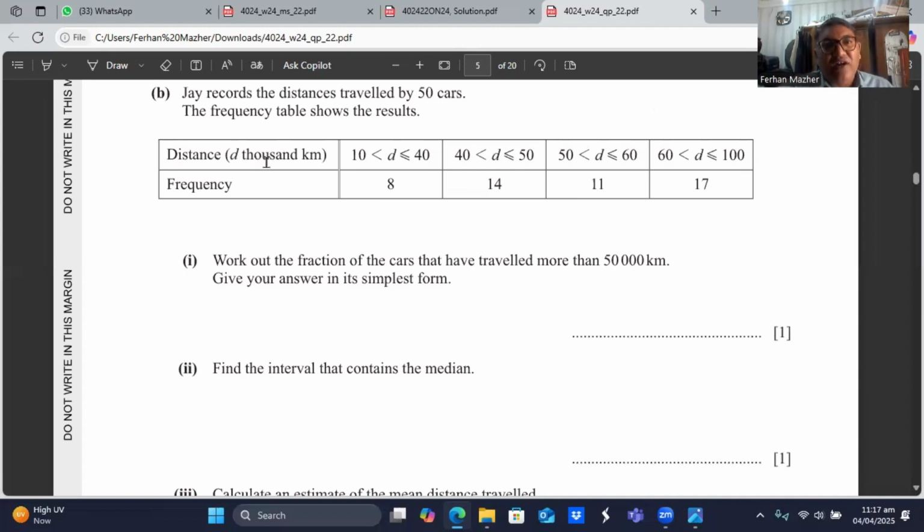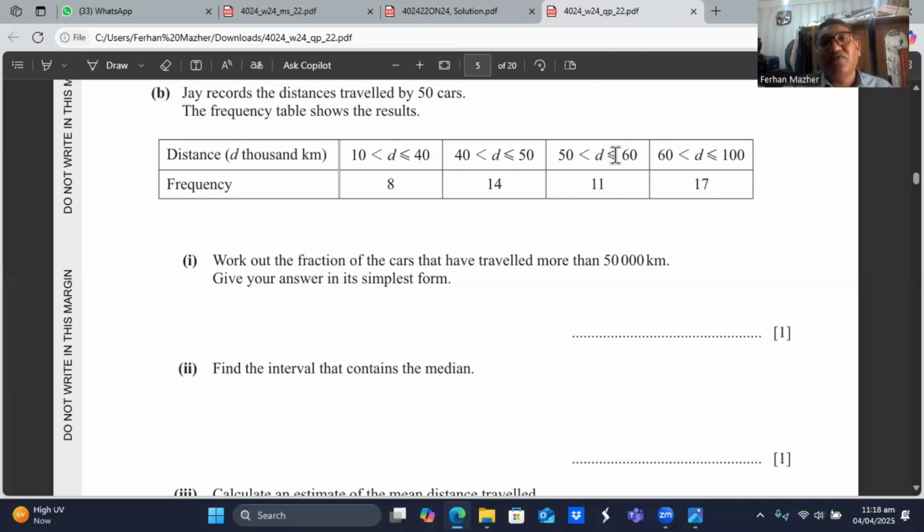So the cars that traveled 10 to 40 thousand kilometers are 8, 40 to 50 thousand kilometers, 14 cars, 50 to 60 thousand kilometers, there are 11 cars, 60 to 100 thousand kilometers, there are 17 cars. The question is: work out the fraction of the cars that have traveled more than 50,000 kilometers. Give your answer in its simplest form.